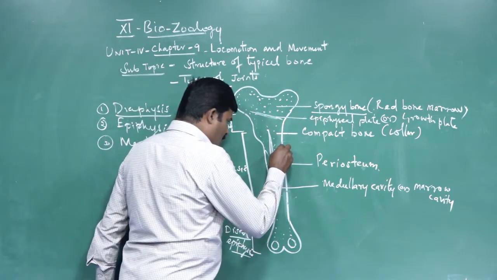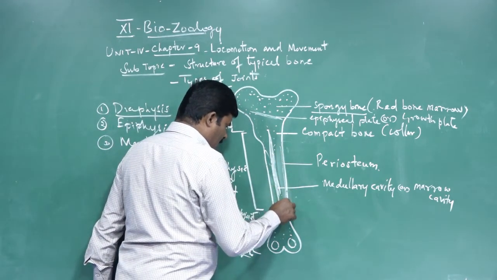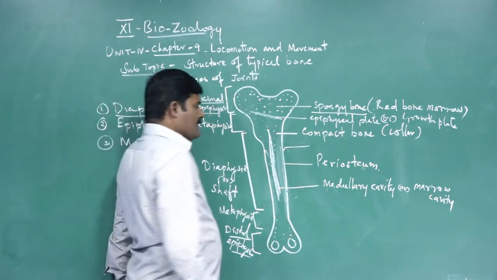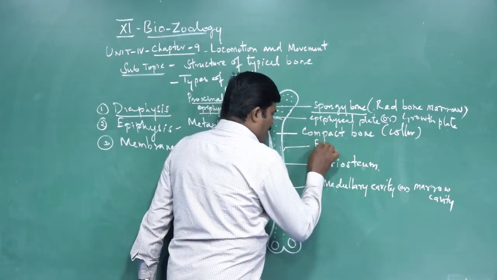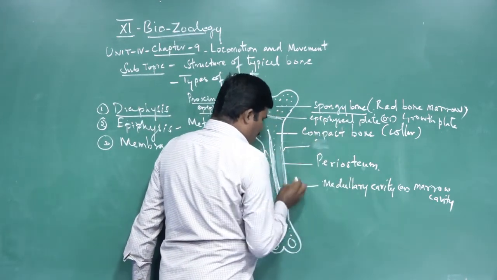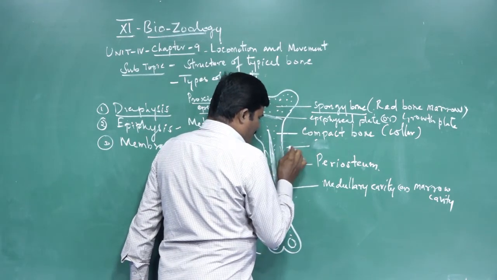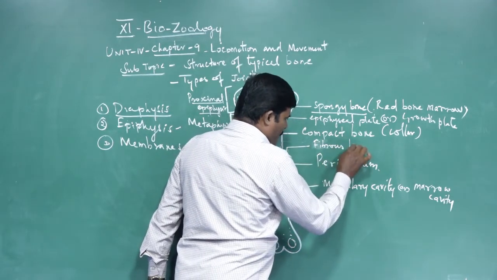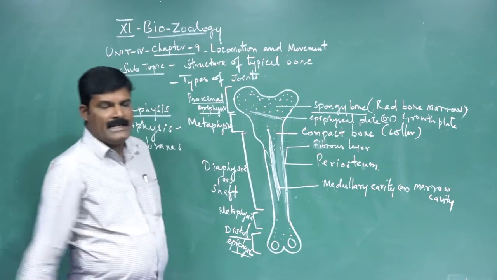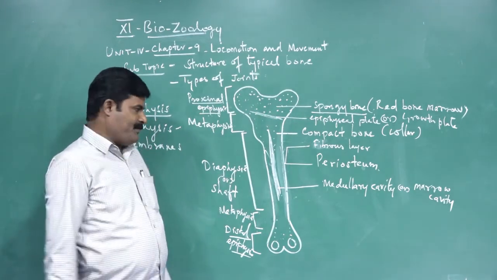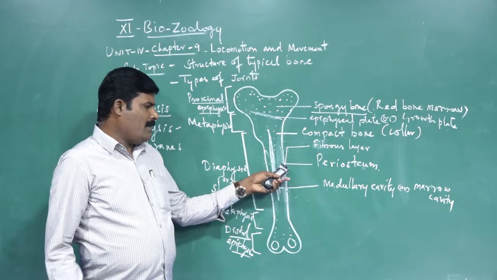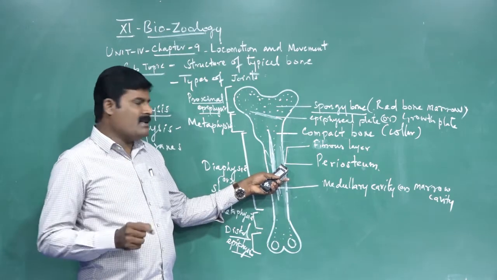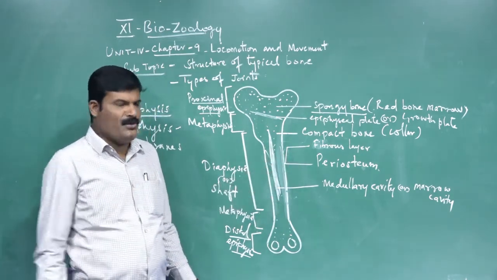The double layer means two layers are present. The outer layer of the periosteum is the fibrous layer, because it is made up of dense irregular connective tissue. Listen again: the outer layer of the periosteum is the fibrous layer, which is made up of dense connective tissue.